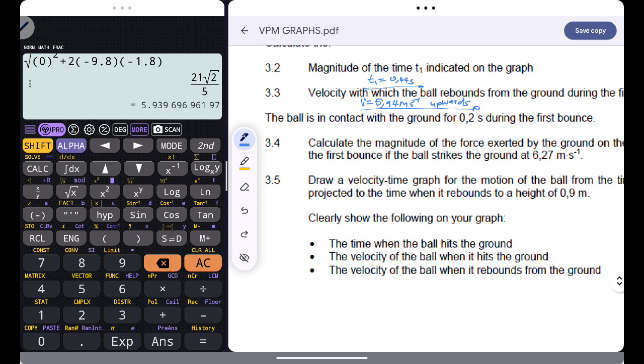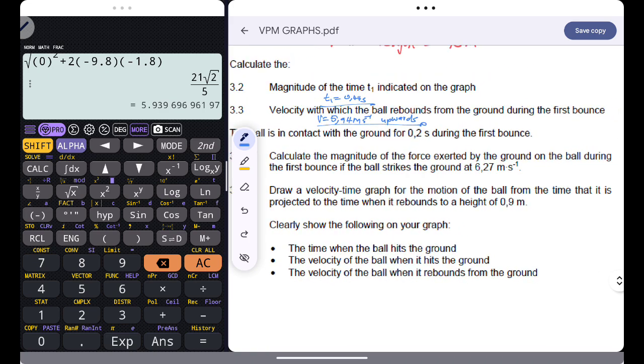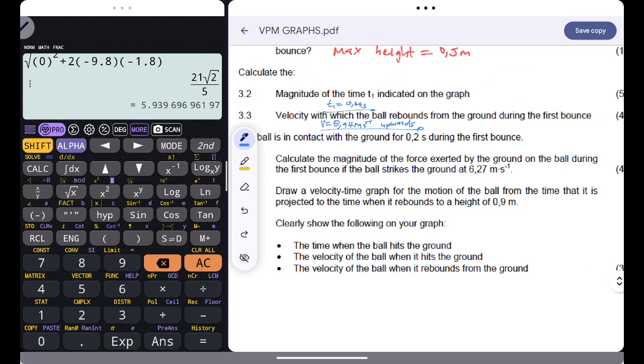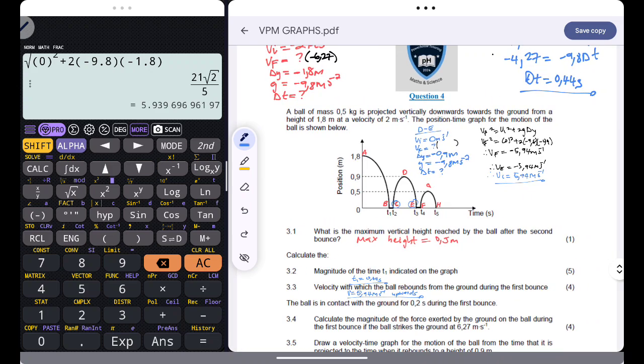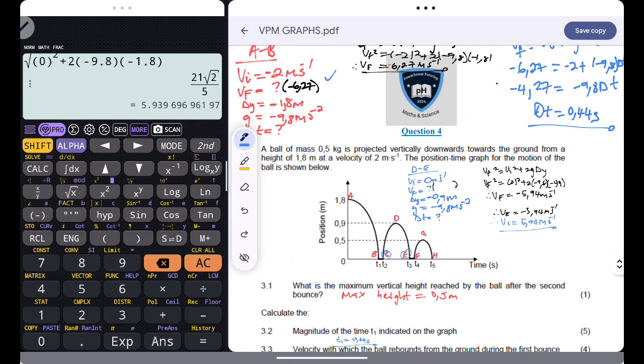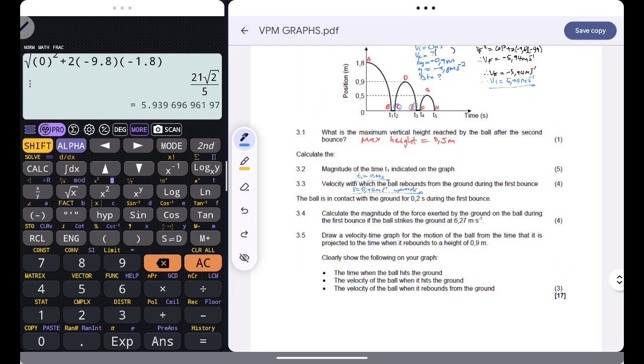Okay, the ball is in contact with the ground for 0.2 seconds during the first bounce. Calculate the magnitude of the force exerted by the ground on the ball on the first bounce if the ball strikes the ground at 6.27. Okay, we did get that 6.27 over there. Remember that. Firstly, I want us to find the net resultant force exerted by the ground on the ball, now.